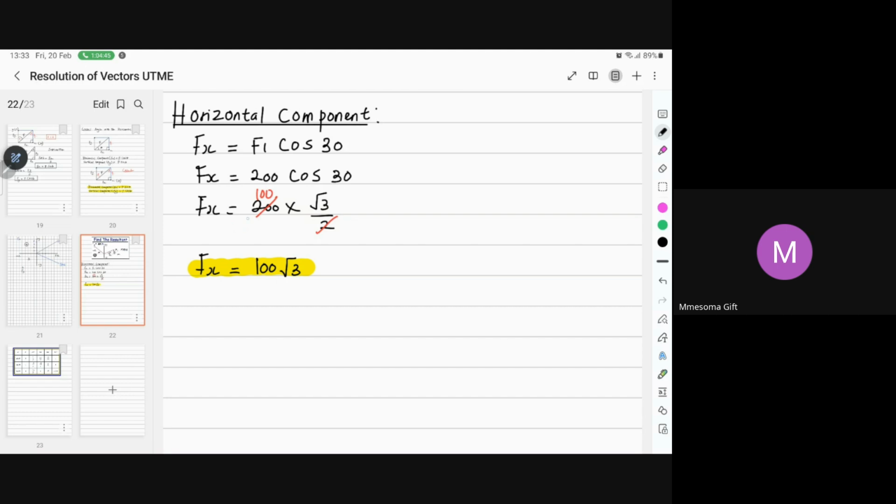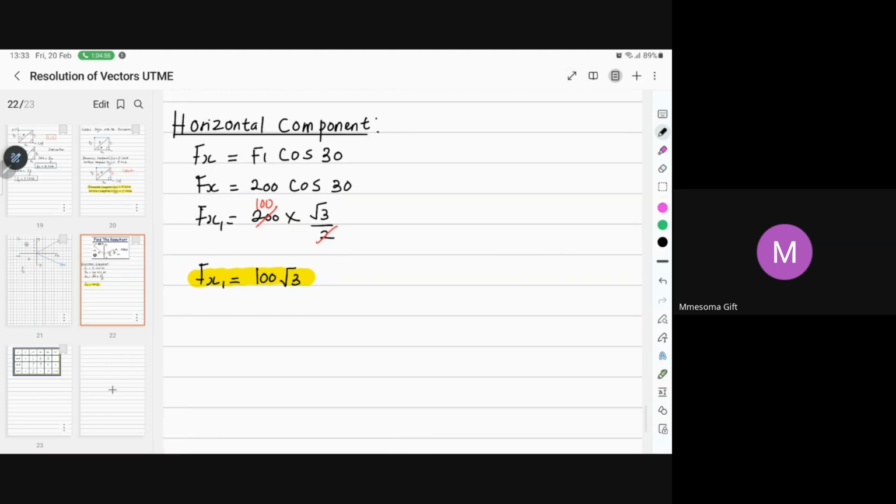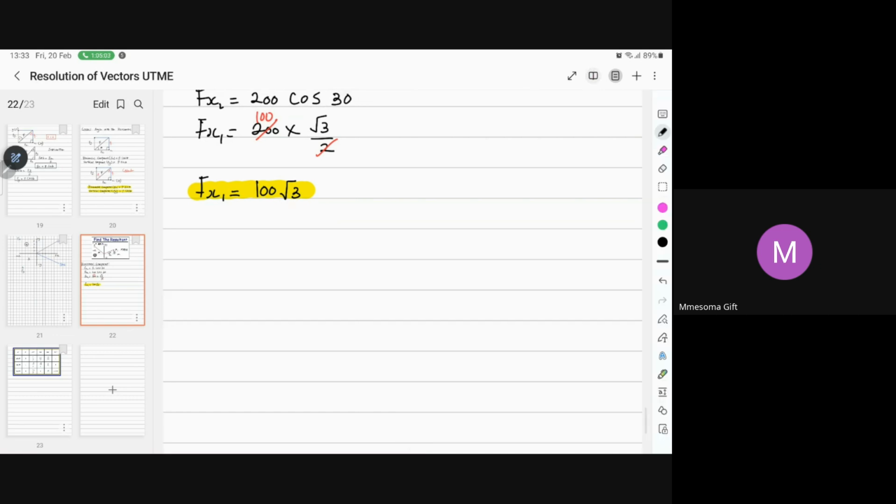So let's call this one fx1. Let's call it x1. So the second one now, let's call it fx2. Do you understand? So that we can have a context to that. All right. So the next one, I have the next fx2.